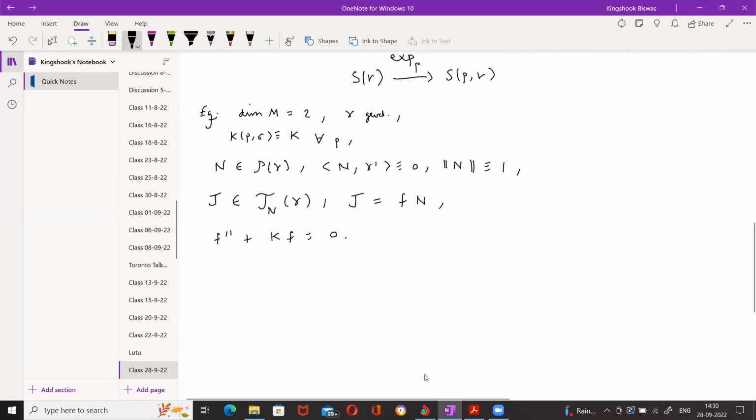Depending on the sign of k. So case one, let me just take k equal to +1, 0, and -1. You can work out the other cases. So suppose k is equal to +1. Then what are my solutions? F is going to be alpha cos t plus beta sin t, right?